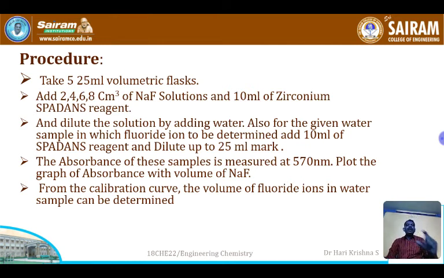So we are going to take 2 ml. First we are going to take a blank solution, which does not contain any sample, contains only water and zirconium. We are going to keep that. Okay, we are going to set 570 in the colorimeter and set the absorbance as 0. That is, the blank value will be 0.